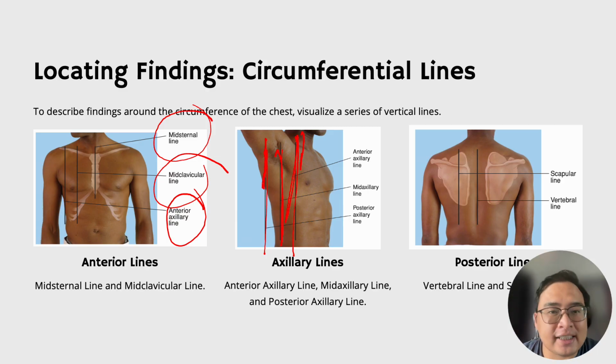Lastly, we have posterior lines. For that, we have two sets. The vertebral line, which is simply the midline, which passes through the spinous processes of your vertebrae. Okay? And the other one is the scapular line. The scapular lines pass through the inferior angle of your scapula.